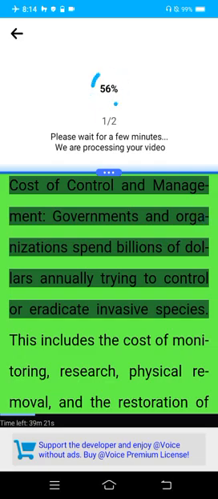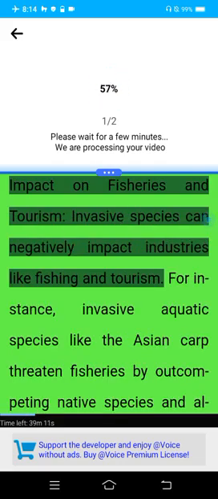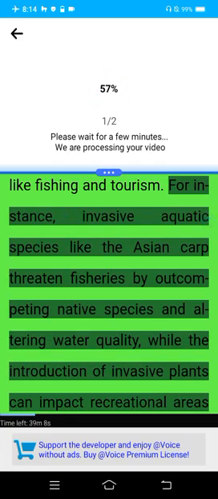Cost of control and management. Governments and organizations spend billions of dollars annually trying to control or eradicate invasive species. This includes the cost of monitoring, research, physical removal, and the restoration of affected habitats. Impact on fisheries and tourism. Invasive species can negatively impact industries like fishing and tourism. For instance, invasive aquatic species like the Asian carp threaten fisheries by outcompeting native species and altering water quality, while the introduction of invasive plants can impact recreational areas and landscapes.